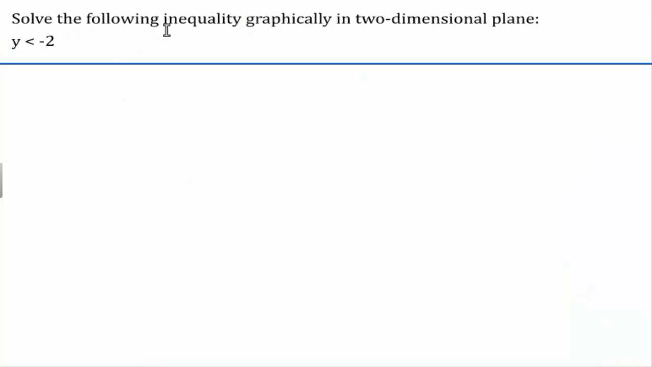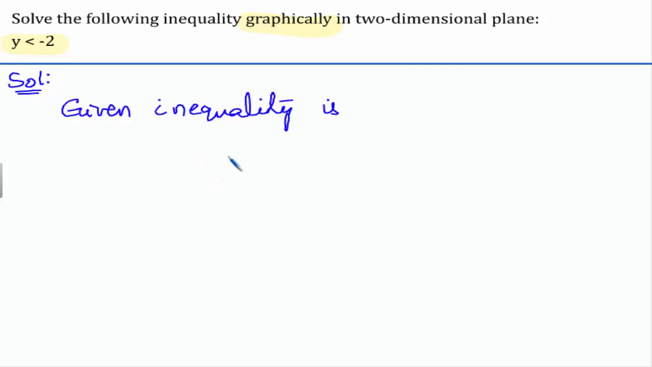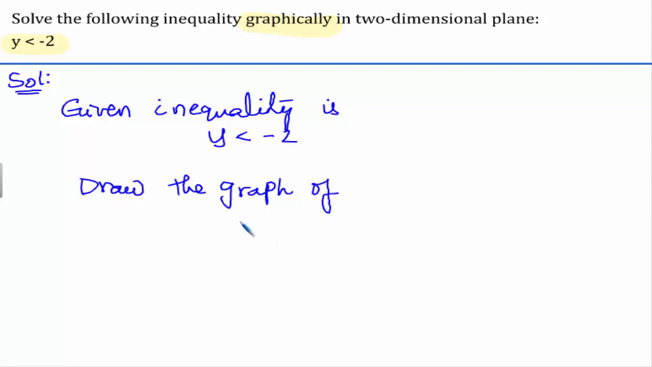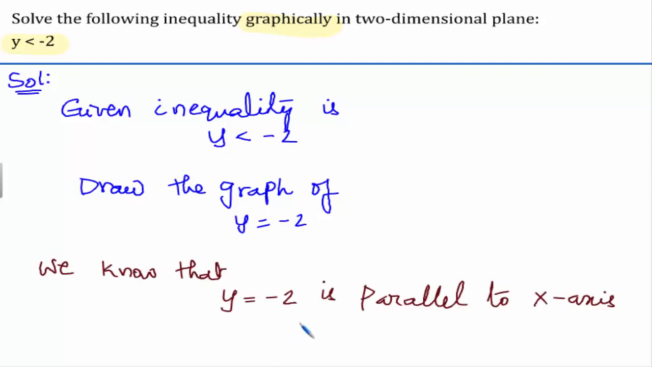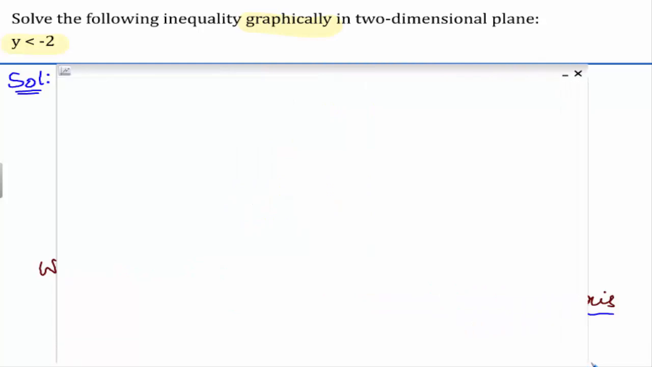In this problem, we need to find out the solution of the given inequality using the graph. Let us see the solution for this now. And the given inequality is y is less than minus 2. To draw the graph of this inequality, we have to draw the graph of y is equal to minus 2. We know that y is equal to minus 2 is a line which is parallel to x-axis. Let us draw the graph for that line and then we will try to locate the solution for the given inequality.